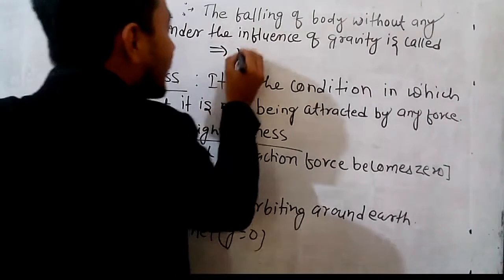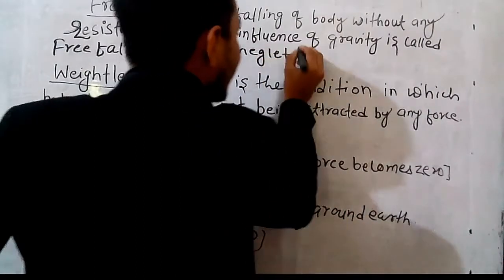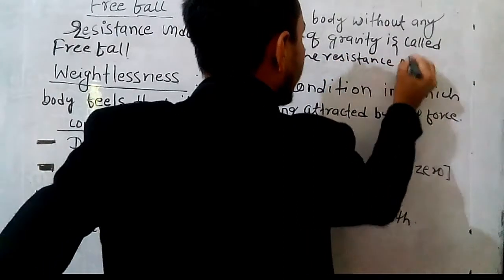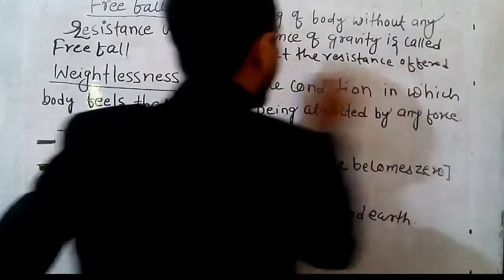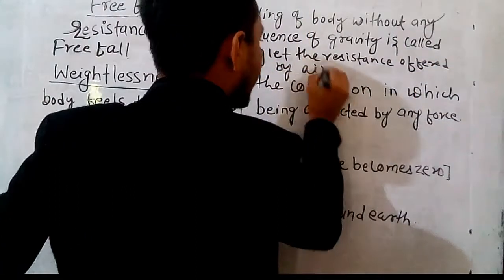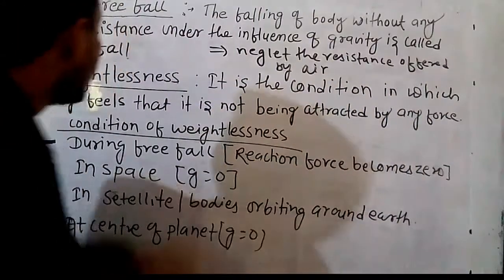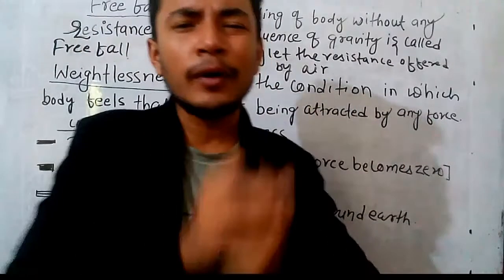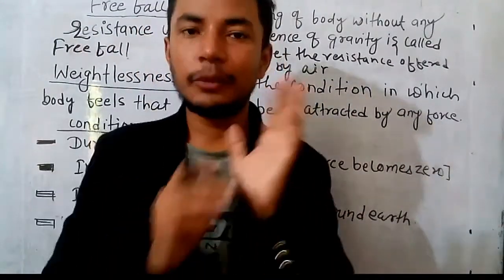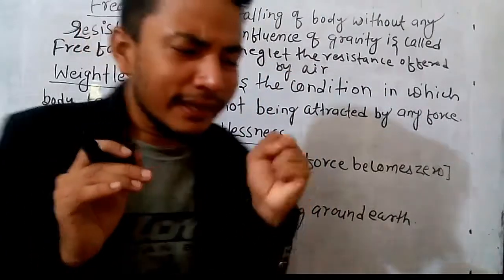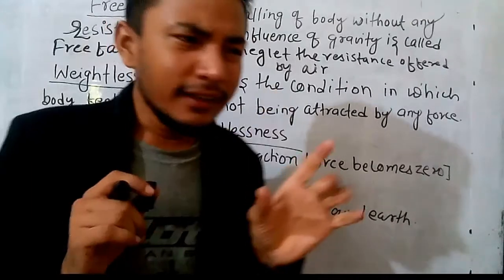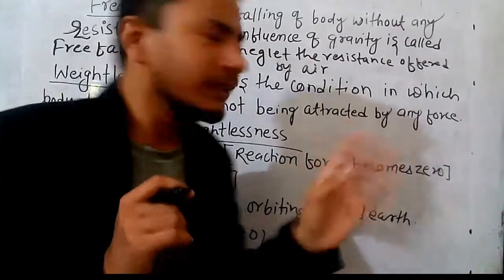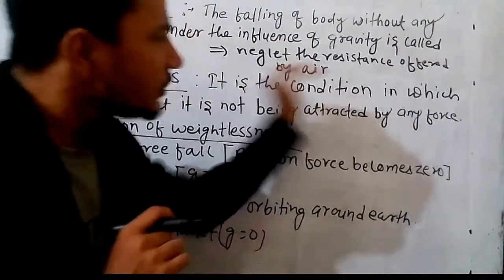So when we neglect the resistance offered by air, in that condition free fall occurs on earth's surface. So why do we neglect the resistance offered by air? Yes, there is a question in your mind. You have to neglect it because the resistance offered by air is very small, in little quantity. So we simply neglect the resistance offered by air.